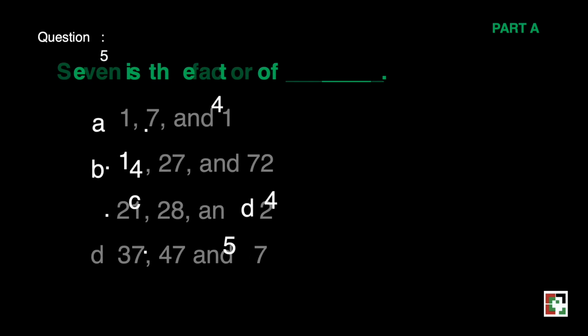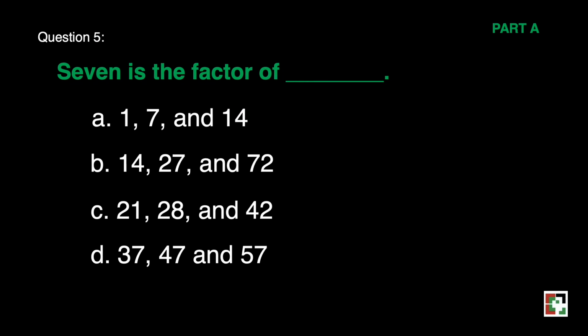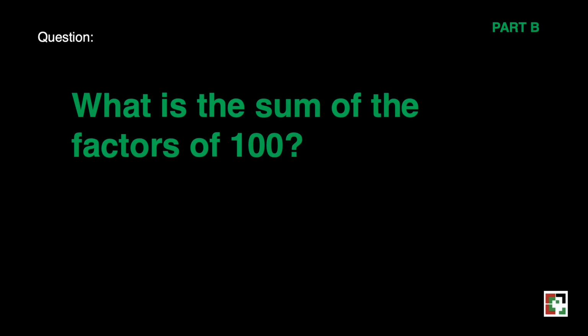We have another one here. 7 is a factor of blank. A. 1, 7, and 14, B. 14, 27, and 72, C. 21, 28, and 42, and D. 37, 47, and 57. We're done with part A. Let's move on to part B.